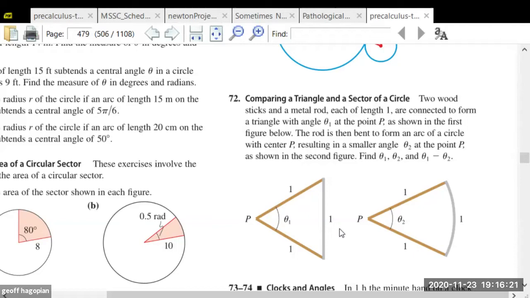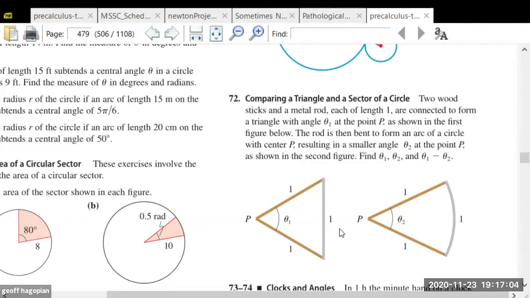With center P, resulting in a smaller angle theta 2 at point P, right? Because you're sort of squeezing the 2 rods together. Find the 2 angles and the difference between the 2 angles. Well, that's an equilateral triangle. So obviously the angle is 60 degrees, right? 1/3 of 180. And what is that in radians? Yeah, pi over 3. 180 divided by 3, 60 degrees is pi over 3 radians.